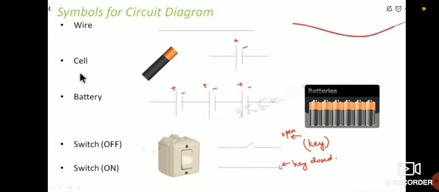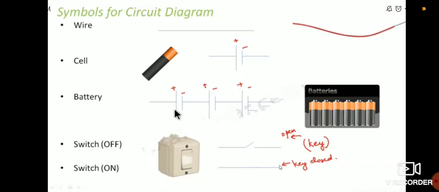For the cell, cell means one will be the positive end and one will be the negative end. This is called a cell. And battery. Battery means a combination of two or more cells. If there are more than two, we call that a battery.